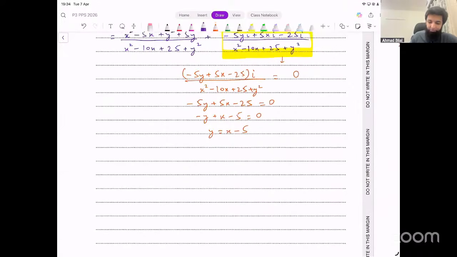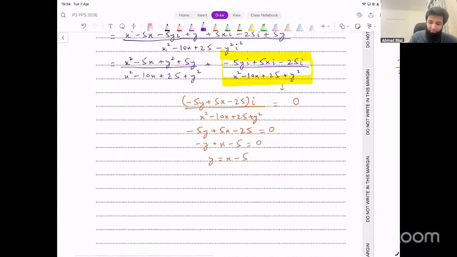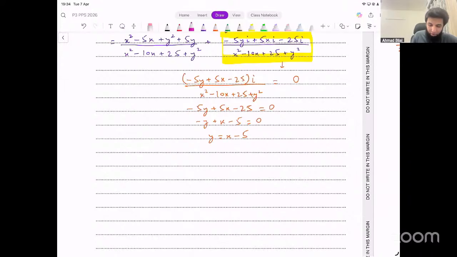We can say modulus of z is equal to square root of 17. What is modulus given by? Square root of x squared plus y squared is equal to square root of 17. Square both sides and you get another equation, which is x squared plus y squared equals 17. Now we've got two equations, solve them simultaneously, and that will give you the values of x and y.